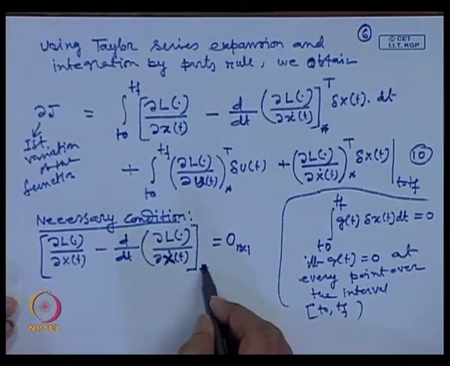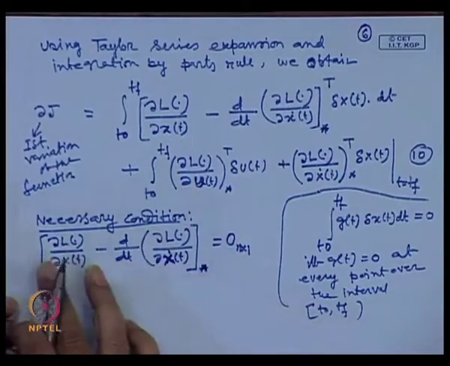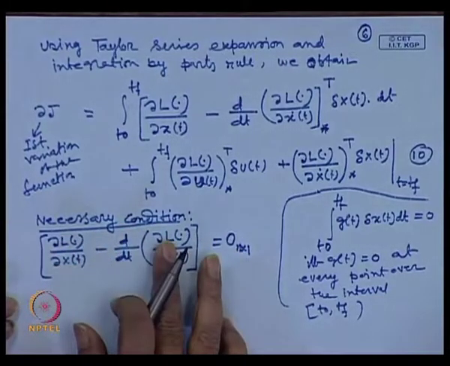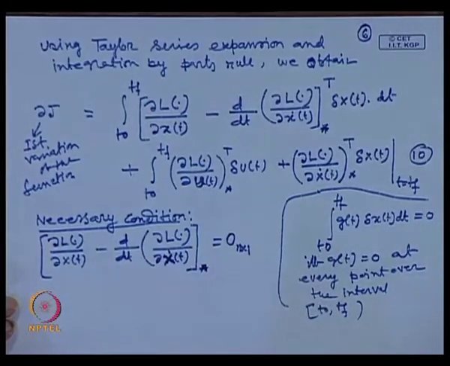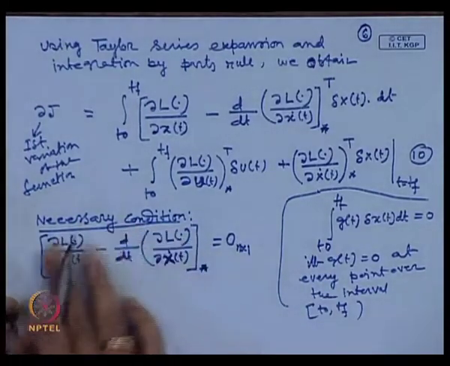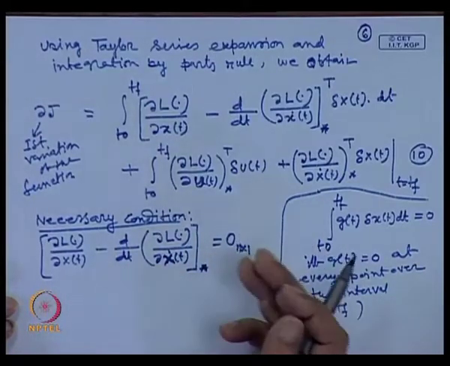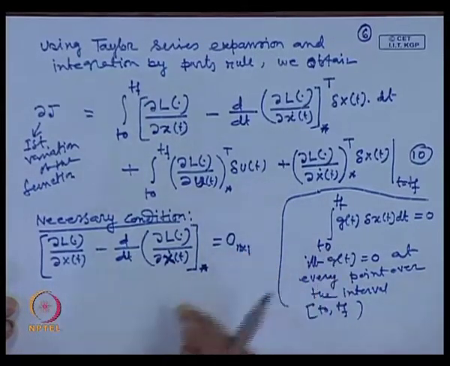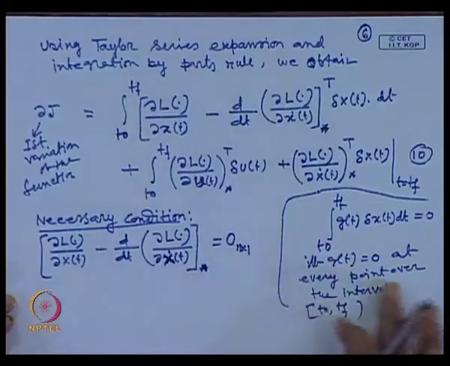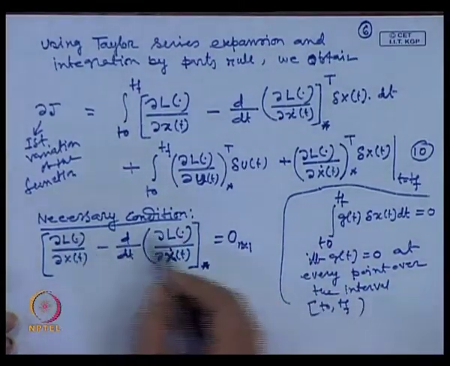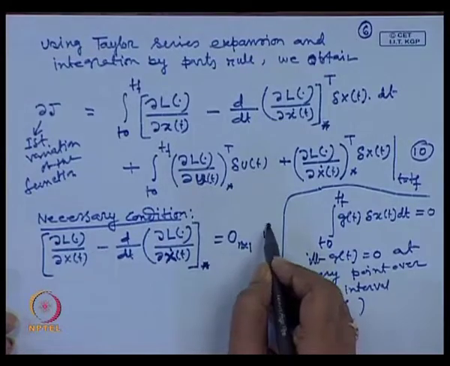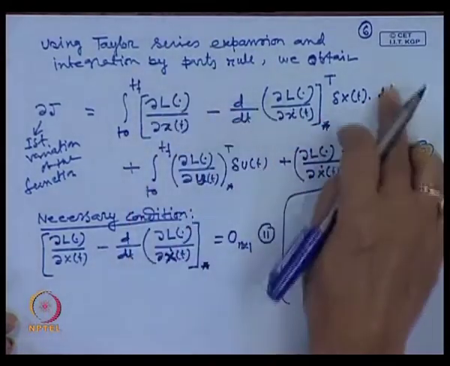The star indicates that if you solve the differential equation, for that you may need some boundary conditions. If you solve this, then whatever trajectory you get is the optimal trajectory. The star indicates the optimal trajectory. Let us call this equation number 11. So, this part is 0.